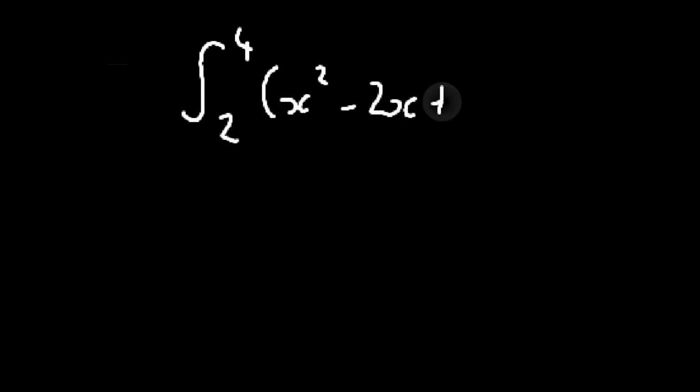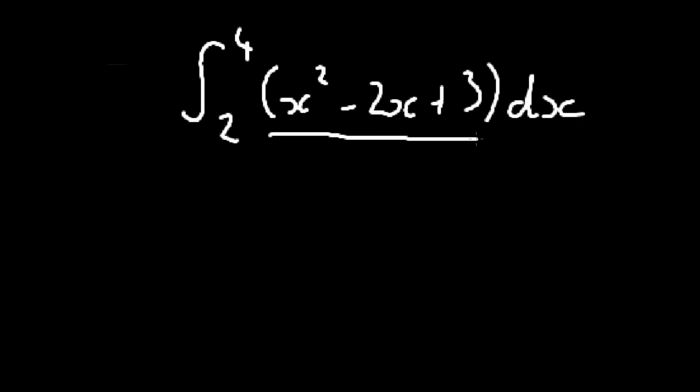We are trying to evaluate this function, the integral from 2 to 4 of x squared minus 2x plus 3. All right, so this looks complicated, right? There's a heap of stuff in the brackets, but we can make this a lot easier by applying it across every term. So let's remove the brackets.